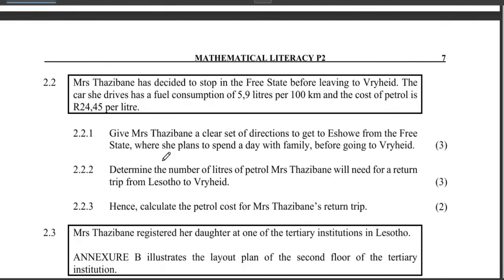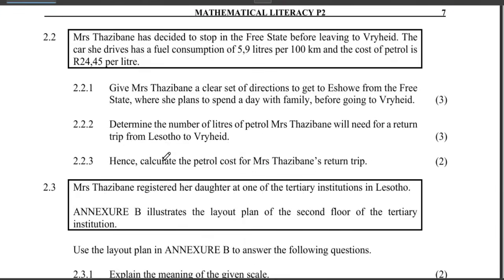Question number 2.2. The person here has decided to stop in Free State before leaving to another place. The car she drives has a fuel consumption of 5.9 liters per 100 kilometers, and the cost of petrol is 24 rands 45 cents per liter. Give the person a clear set of directions to get to Empangeni from Free State, where she plans to spend a day with the family before going to the final destination.